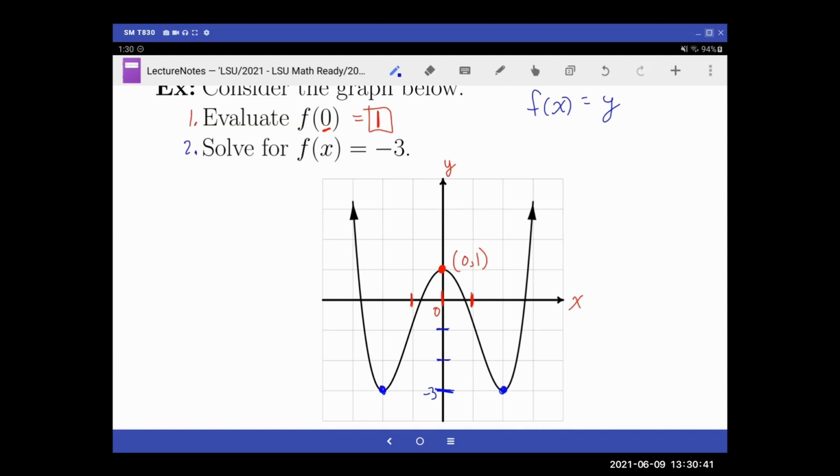Two places. This one is 2 to the left and then down 3. This is 2 to the right, down 3. So the question, solve for the x value that makes the function -3, we have two of them: -2 and +2. Hopefully you can see those two problems as being similar.